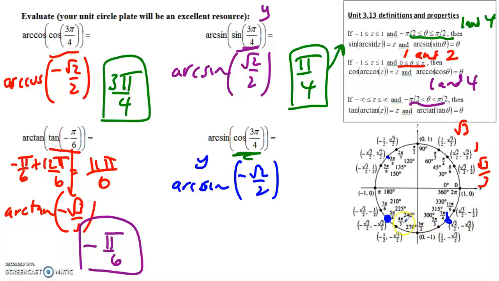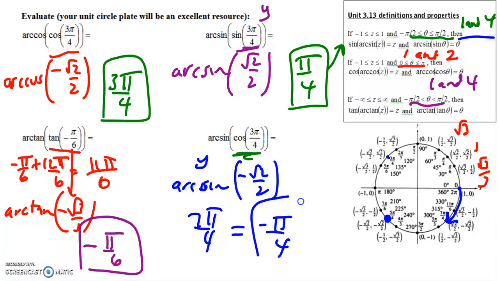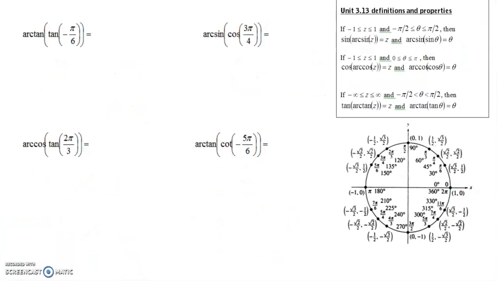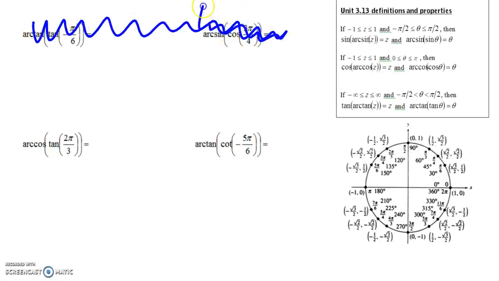Which one of these, though, is in the restrictions for sine? Quadrants 1 and 4. Looks like 7 pi over 4 is the angle we're looking for, but remember, if you need that in the restrictions, this is equivalent to negative pi over 4. These two examples we actually just did, so let me cross that out and go to the next ones.